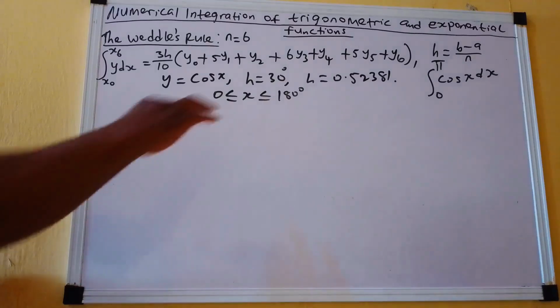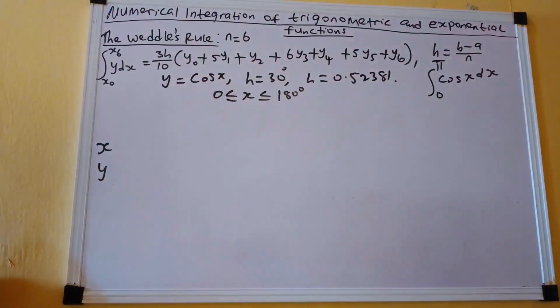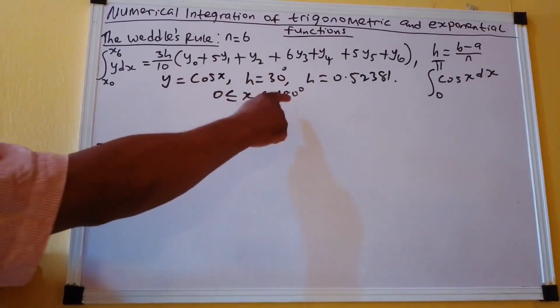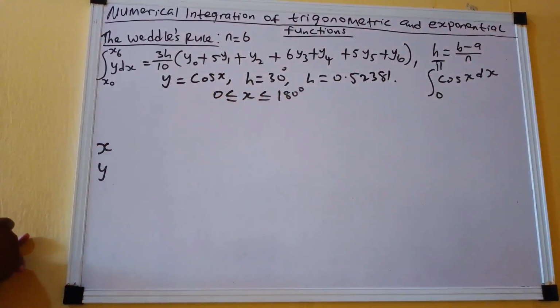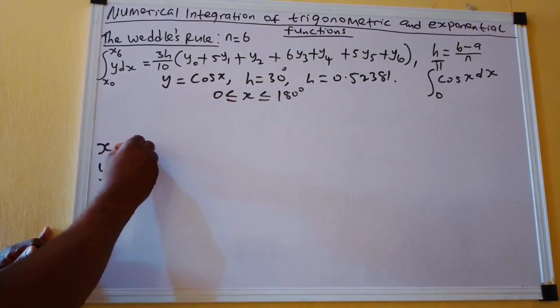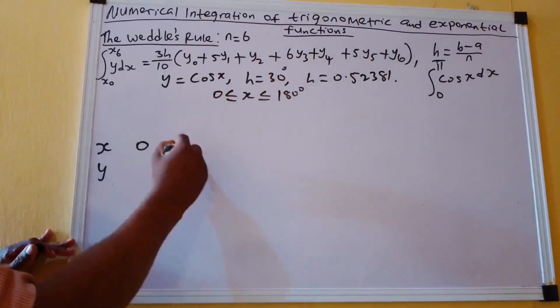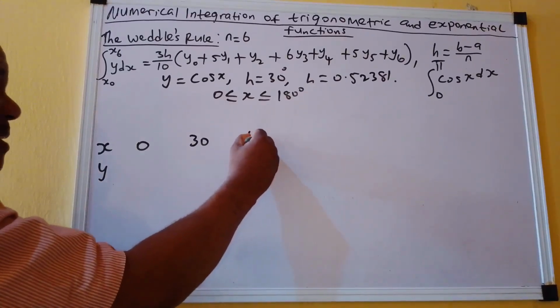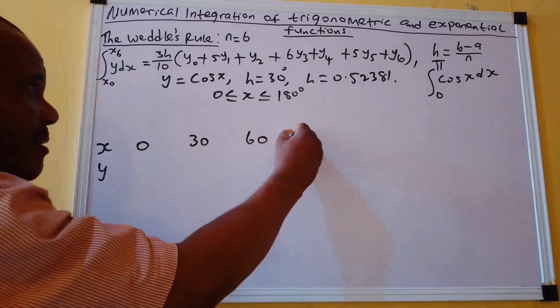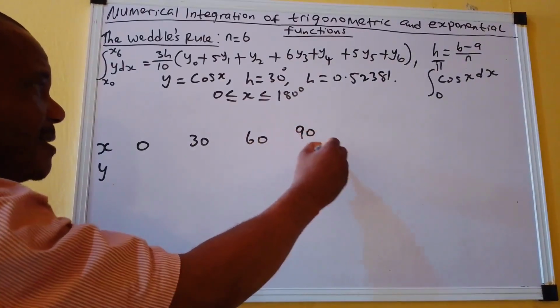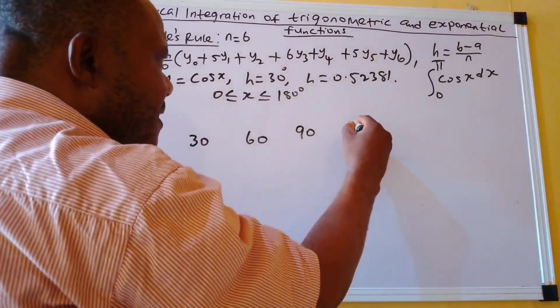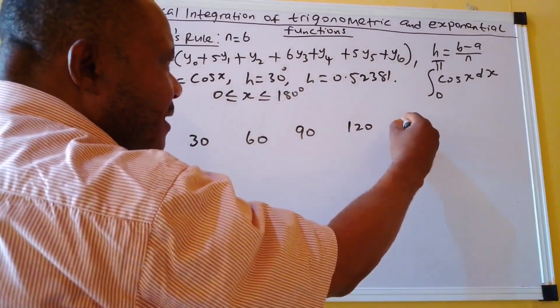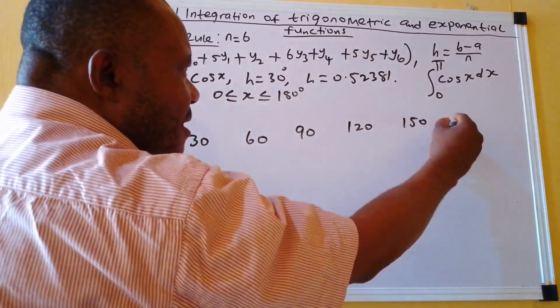And now, because our y is cos x, our x will be increasing with 30 degrees. So we are using degrees. It's starting from 0 when x is 0, then you add 30. When x is 30, you add 30 again. When x is 60, you add 30 again. When x is 90, you add it again. When x is 120, you add 30 again. When x is 150, you add it again.